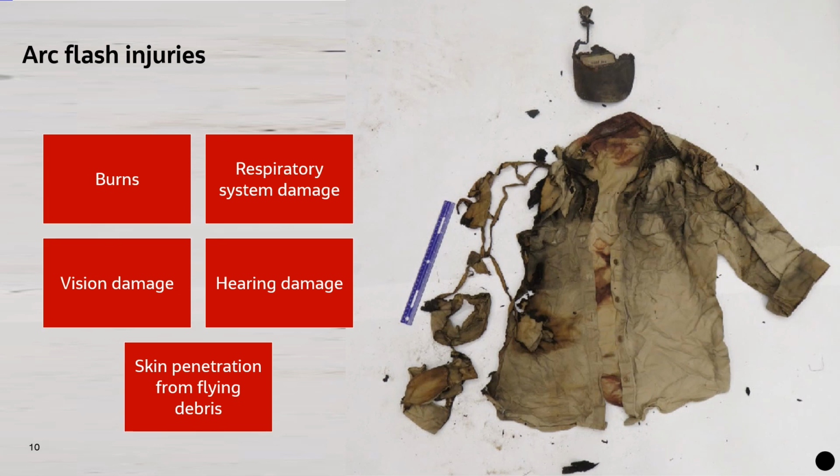Take a look at the garments of a worker after an arc flash incident. The injuries from arc flash incidents can potentially span second-degree and third-degree burns, severe damage to the respiratory systems, possible blindness, vision and hearing impairment, and skin ruptures from flying debris.